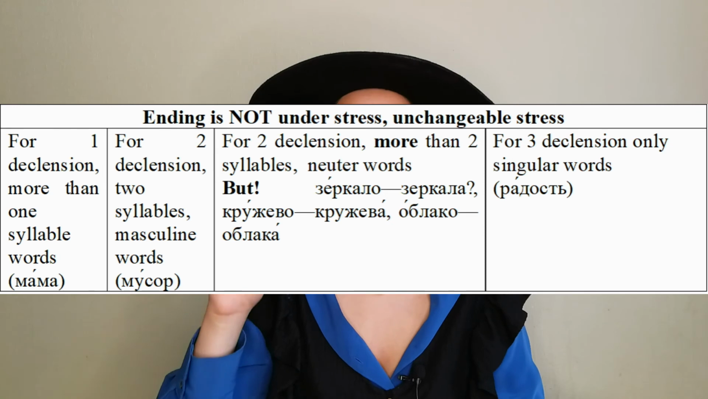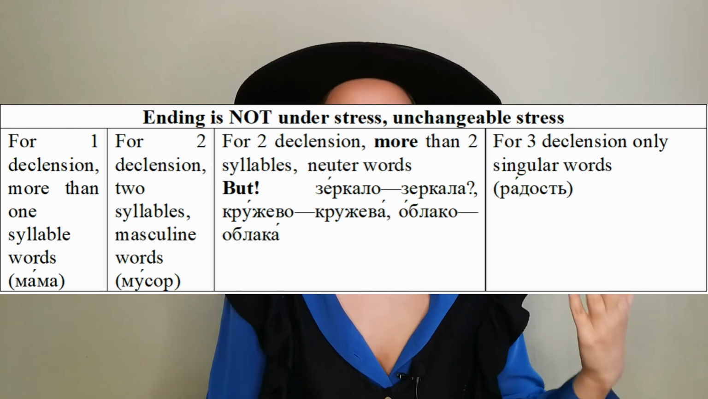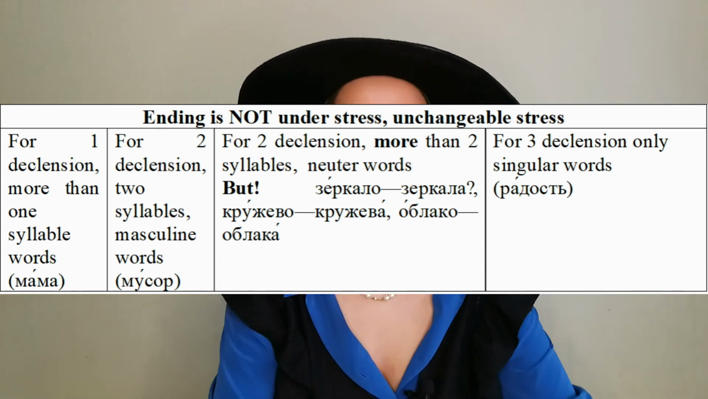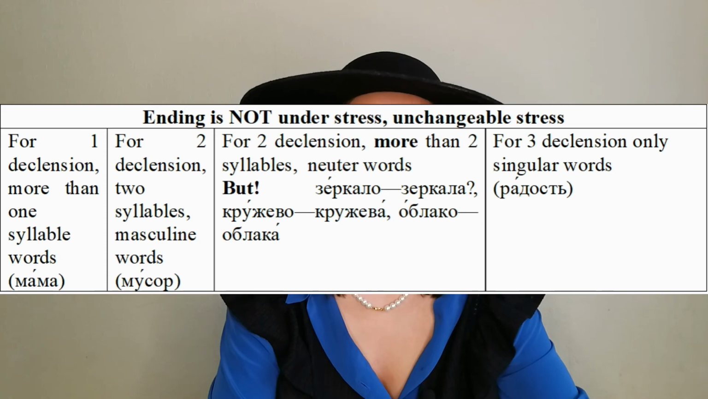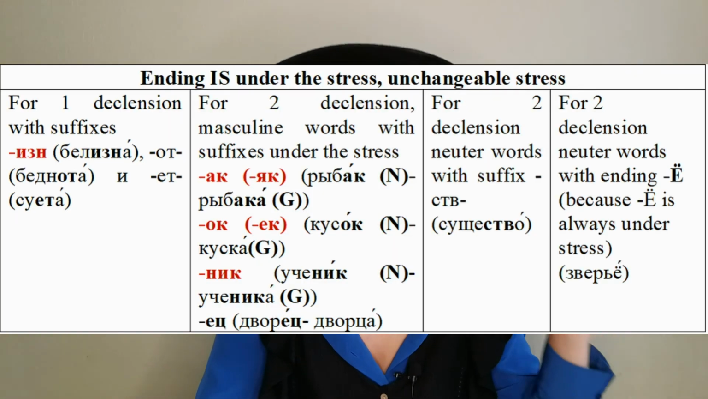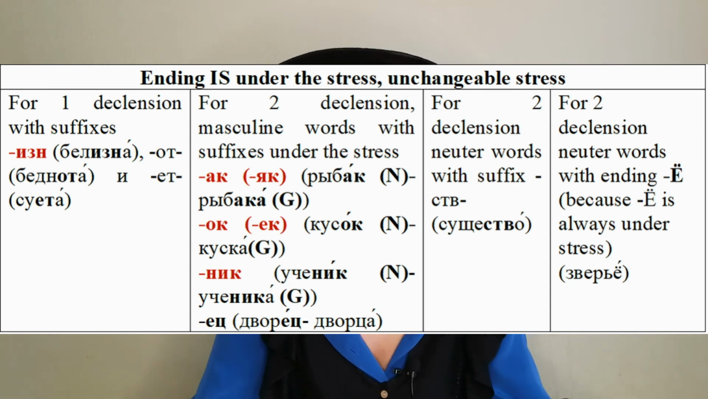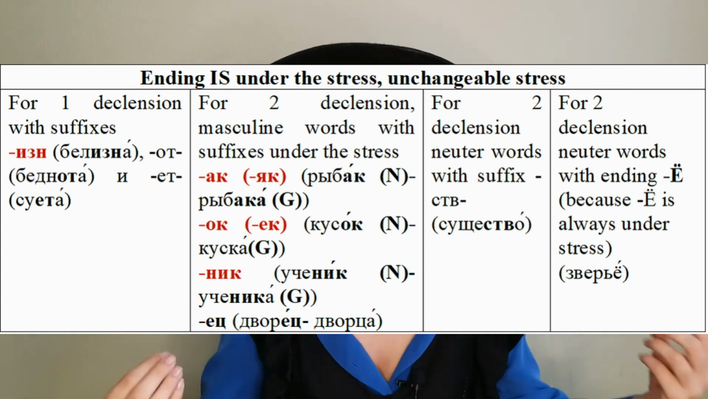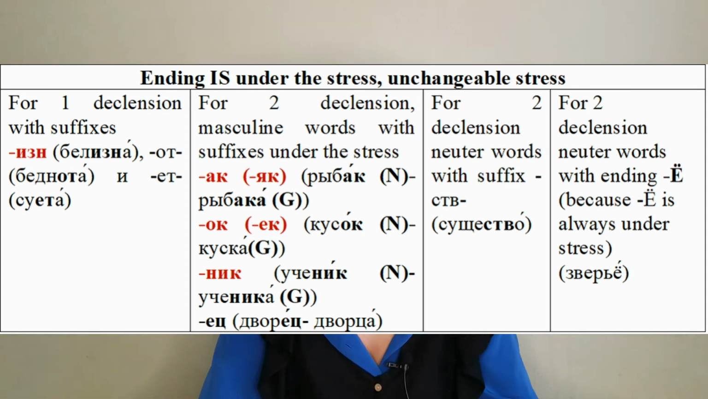Firstly, dear friends, we will have a rule for the ending which is not under the stress, and the stress is unchangeable. So here you are, some rules for this. Look at this table, please, and pay attention to it. So dear friends, the next table is for when the ending is under the stress, and it's again unchangeable stress. How to understand that it is unchangeable stress? Here you are the situations and examples.